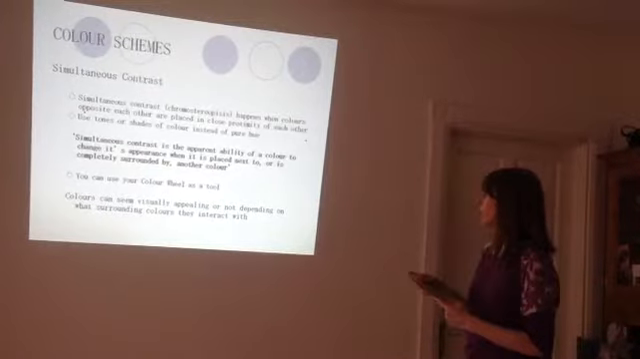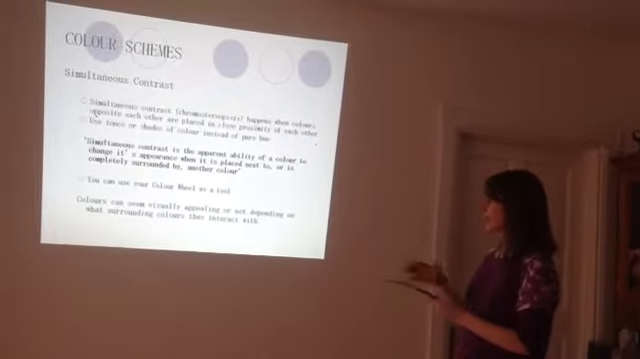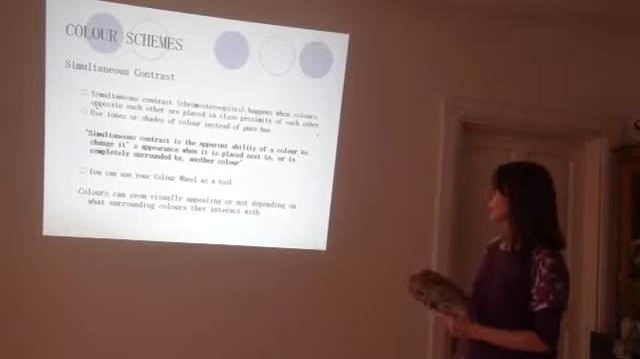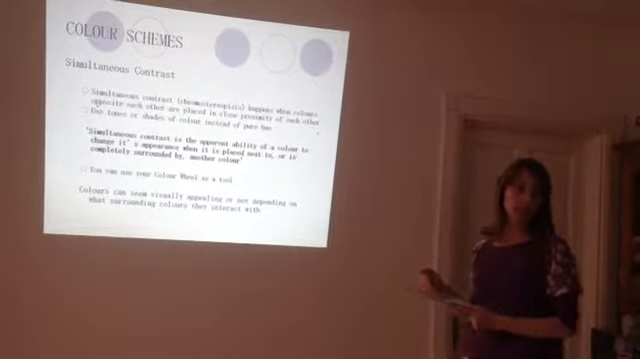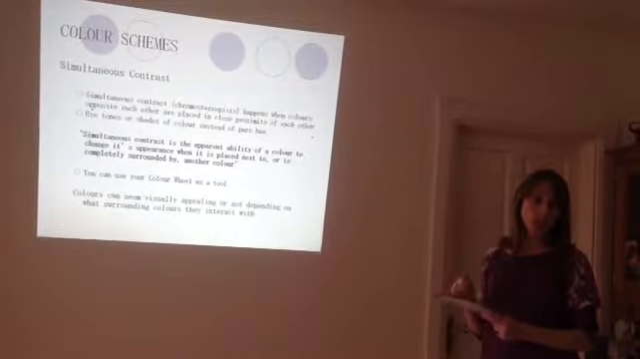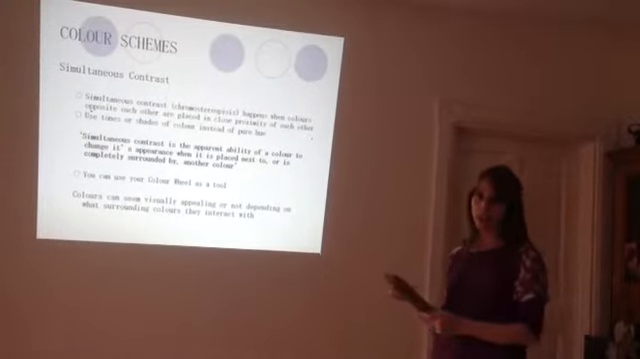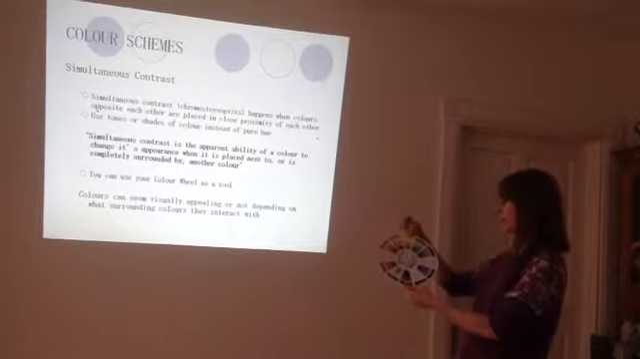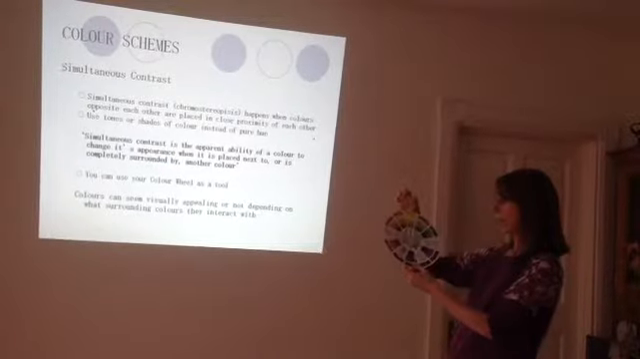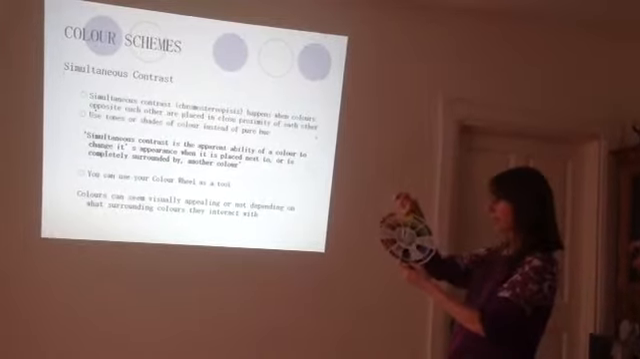So here we go, here's a definition, so to speak. Simultaneous contrast is the apparent ability of a colour to change its appearance when it is placed next to or completely surrounded by another colour. So like I said, your purple will intensify your yellow and vice versa.